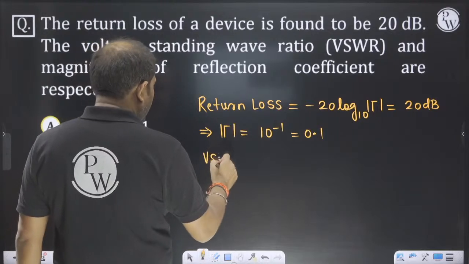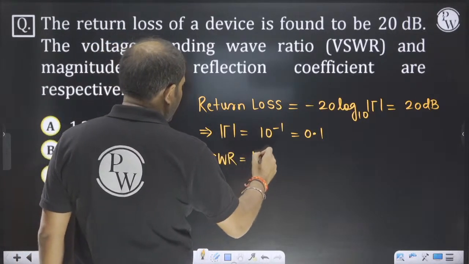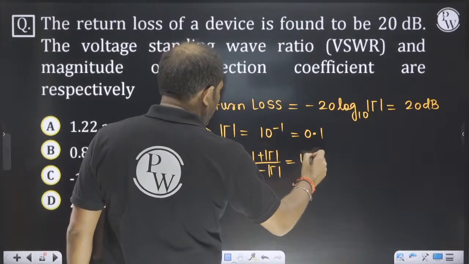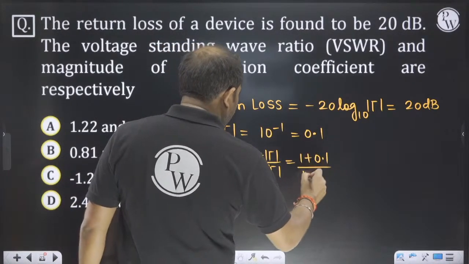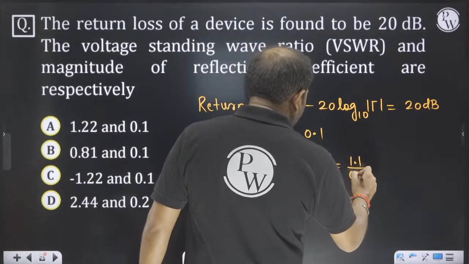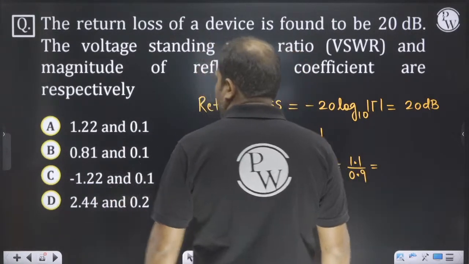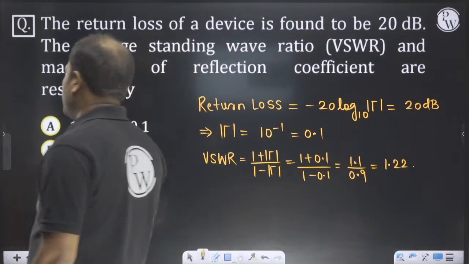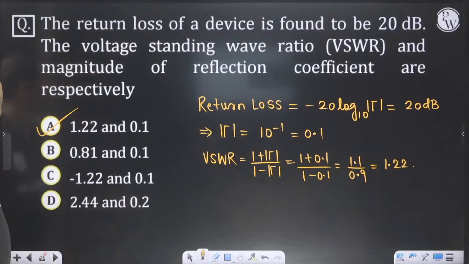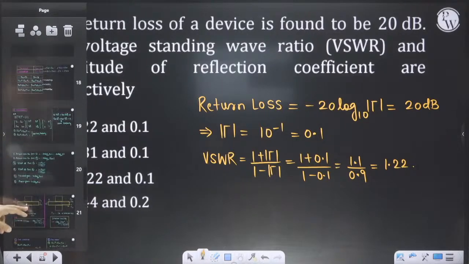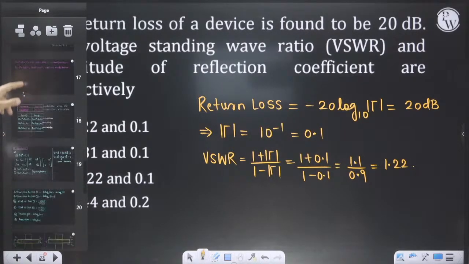Then they have asked for VSWR. VSWR is equal to 1 plus mod gamma over 1 minus mod gamma. So it will be 1 plus 0.1 over 1 minus 0.1, which is 1.1 divided by 0.9. How much will it be? It will be 1.22. So VSWR will be equal to 1.22, and our answer will be A. It is a simple question. This was question number 5.